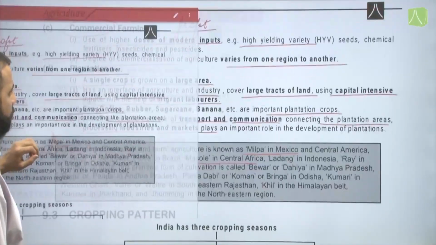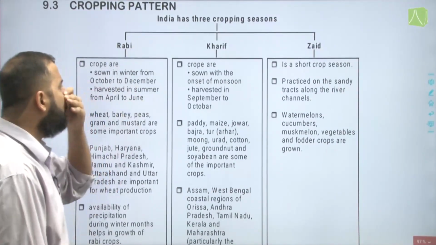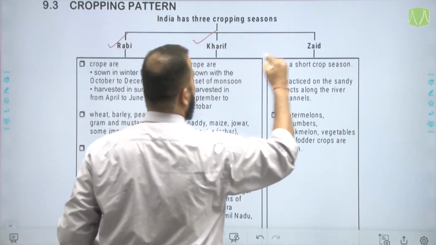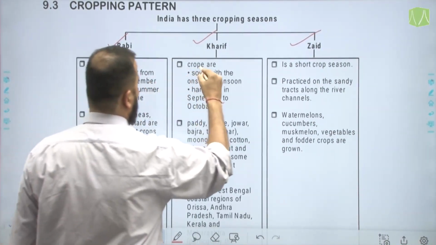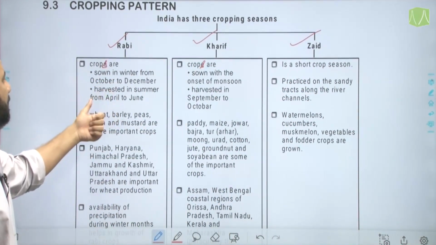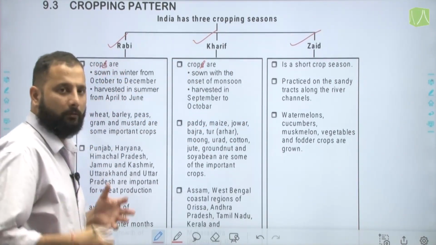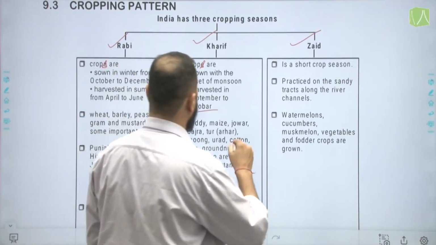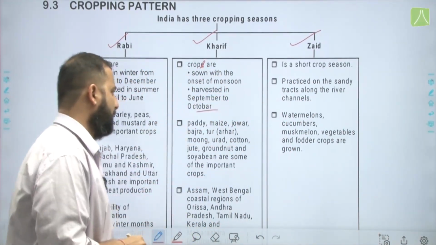All right. Next we move on to the cropping pattern which we find in India. In terms of cropping pattern, we have three cropping seasons: Rabi, Kharif and Zaid. Rabi crops are sown in winter from October to December and harvested in summer, from April to June. Kharif crops are sown with the onset of monsoon and harvested in September to October. Zaid is a short crop season, practiced on sandy tracts along the river channels.